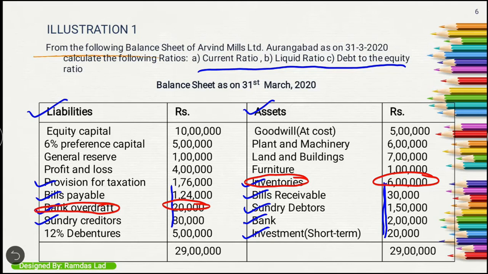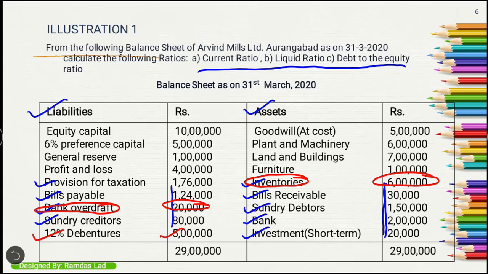Have you understood this? By using this formula we can calculate liquid ratio. Now the third one is debt to equity ratio. It means long term loans divided by owner's equity or shareholders fund. So here, what are the long term loans? Please see on the liability side. Here 12% debentures are the long term loan, which is 5 lakh, divided by owner's fund or owner's equity.